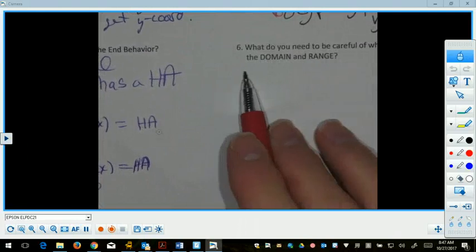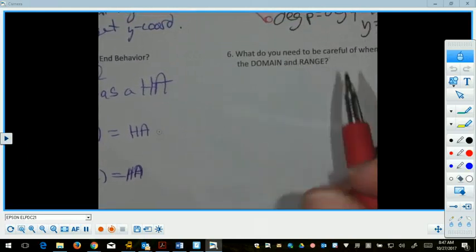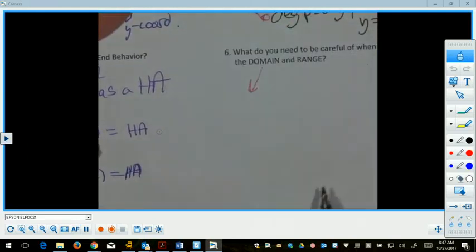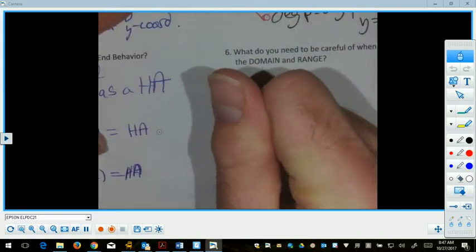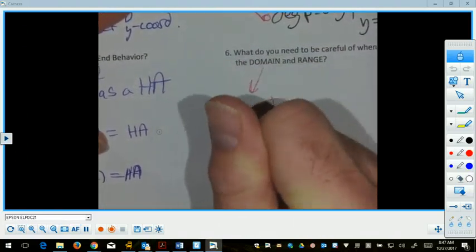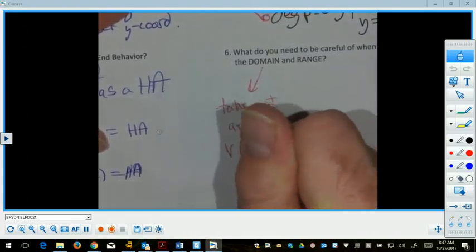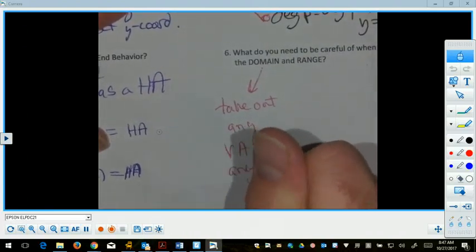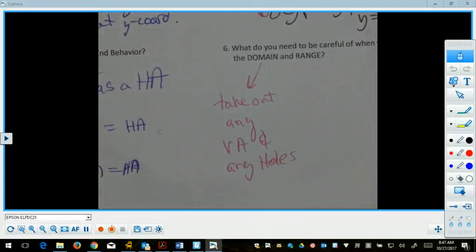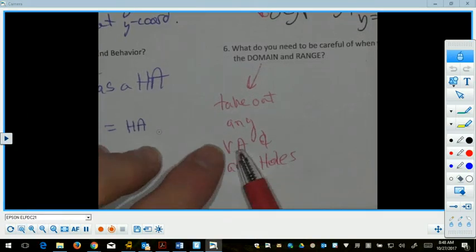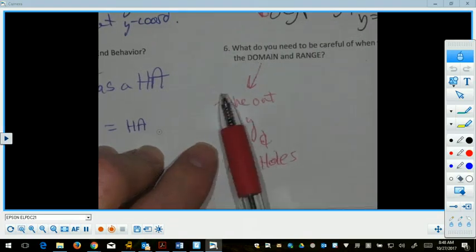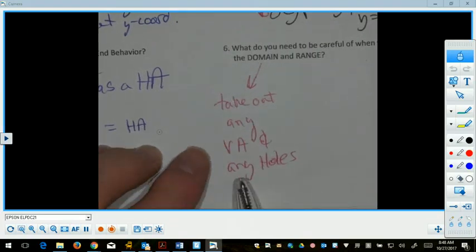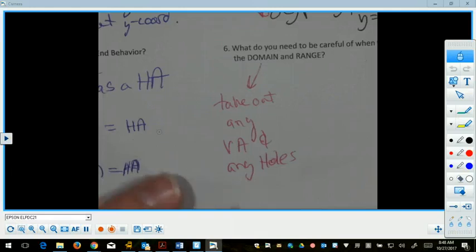What do you need to be careful of when writing the domain and range? Well, the domain will be affected by the vertical asymptotes. You have to take out any vertical asymptotes and any holes. So normally you'd be like, hey, my domain's negative infinity to positive infinity. Well, that's true, but this function is not continuous because it has vertical asymptotes and holes. So whatever those x values are, my domain can't include those. So when I'm doing interval notation, I'll need to break up the intervals at those places.